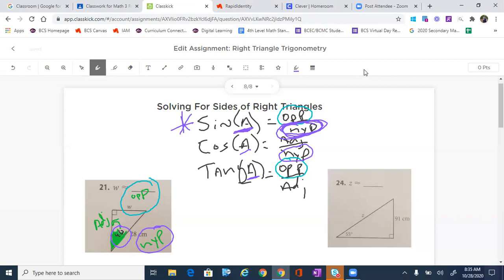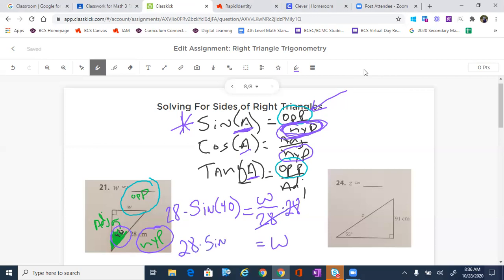Okay. So I'm going to come down here. I'm going to set it up. Sine of 40 degrees. There's my angle. Equals the opposite. That's what we're looking for. So I'm going to write W over the hypotenuse, which is 28. Now, in order to solve this, I'm just simply going to multiply by 28 on both sides. And I'm going to cancel that. W comes out and we have 28 times sine of 40.